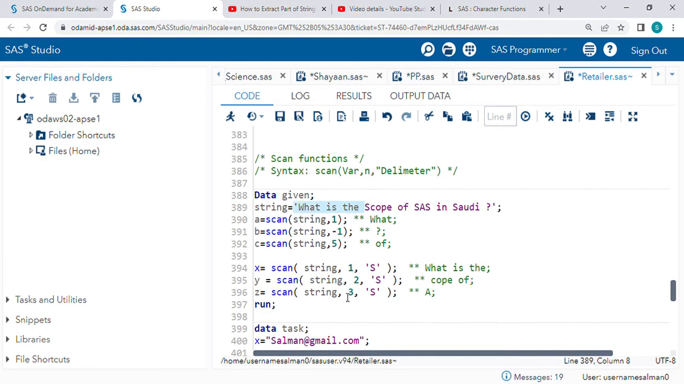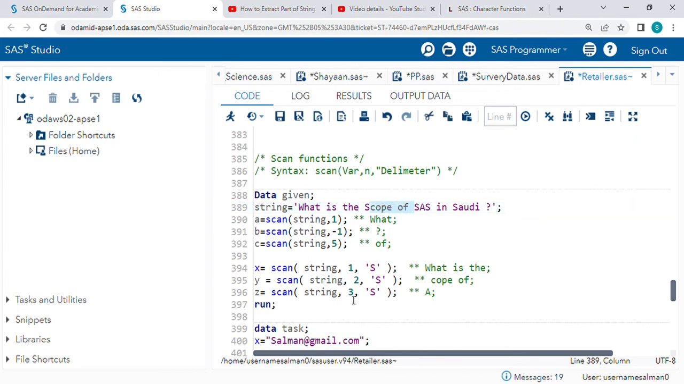Similarly, here the position is 2. So whatever comes before the second occurrence of s. The second s is this one. So before this, what is there? "Cope of" will come.